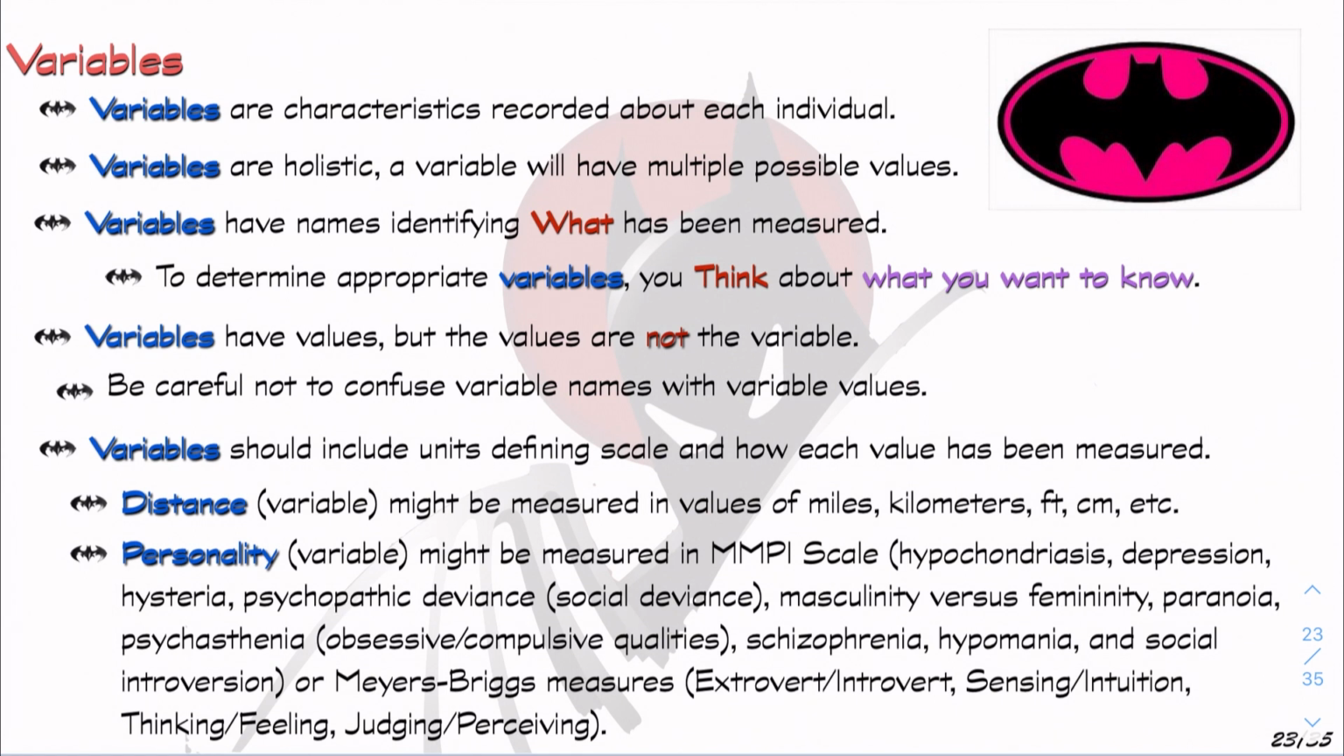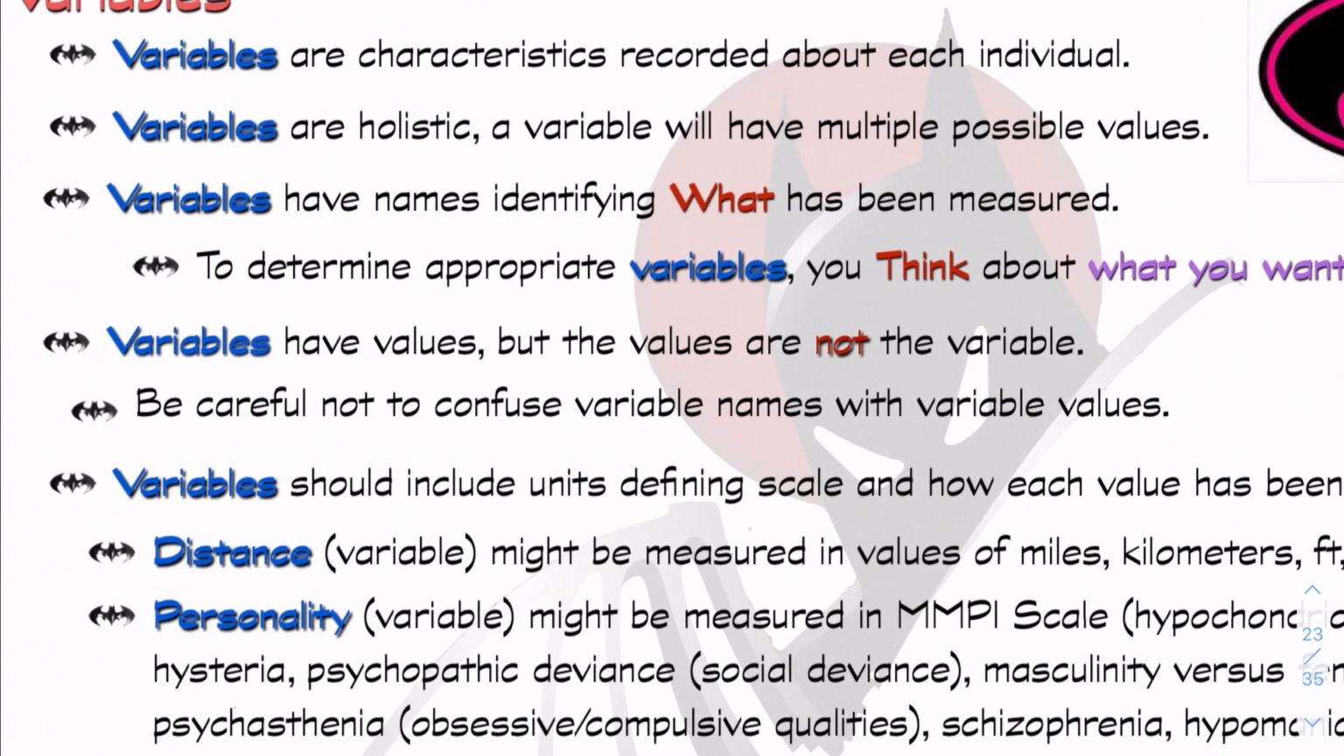Next up, a large concept here is being able to identify variables. So let's just go through this line by line. Variables are characteristics recorded about each individual. And variables are holistic. A variable will have multiple possible values. That's why we say vary. Variables have names identifying what has been measured.